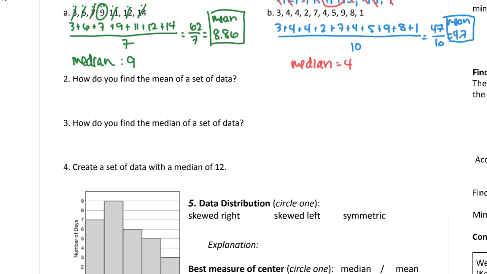All right, so in terms of finding the mean of the data set, as I said before, I'm not going to write it out. To find the mean, you add up all the numbers and divide by the total number of values that you have. To find the median, you have to first put your numbers in order from smallest to largest, and then you're going to find the middle number. All right, next question says create a data set with median of 12. That just means we need our middle number when the data is put in order to be 12. So an example would be this data set.